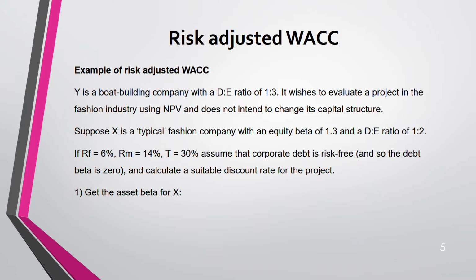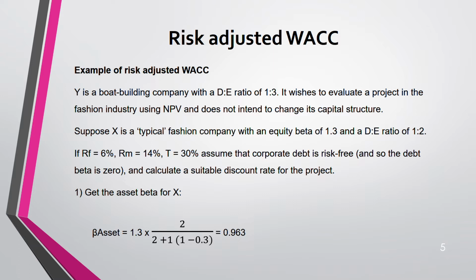For what? Not for Y. I agree your company is Y, and at the end you have to get for Y. But first you have to get an asset beta for X. This is how you get it, using the ratio of X only. You cannot get X's asset beta using the gearing ratio of Y. No, it has to be the same company. If you are finding the asset beta of X, you have to use the gearing ratio of X only.